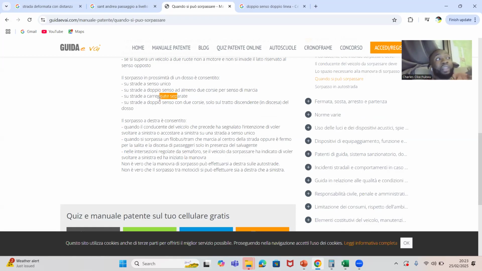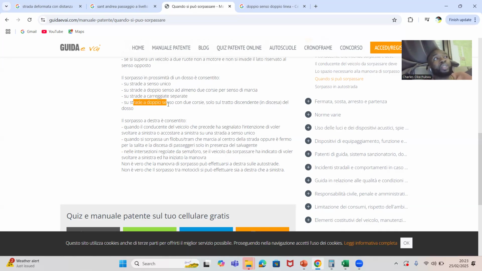Is it clear? You can overtake. It doesn't matter whether that place is doppio. It doesn't matter, so long as it has independent carriageway. Is it clear now? And you know that in that carreggiata, all the cars are going the same direction. Now, you can also overtake very close to a double line. So, su strada and doppio senso.